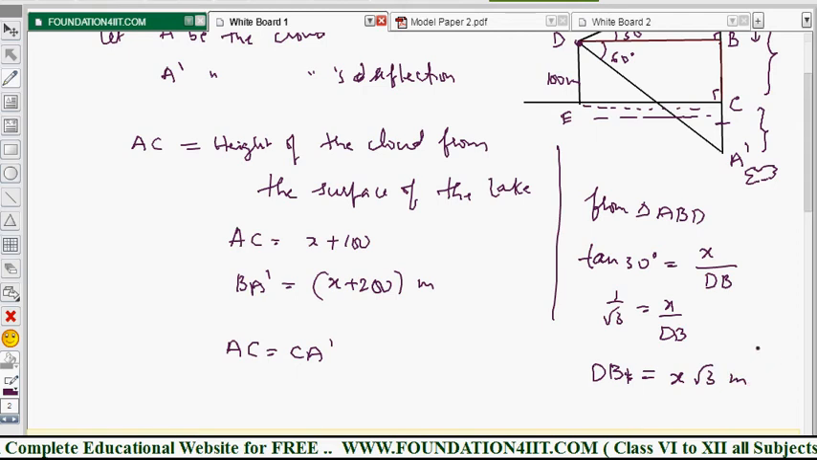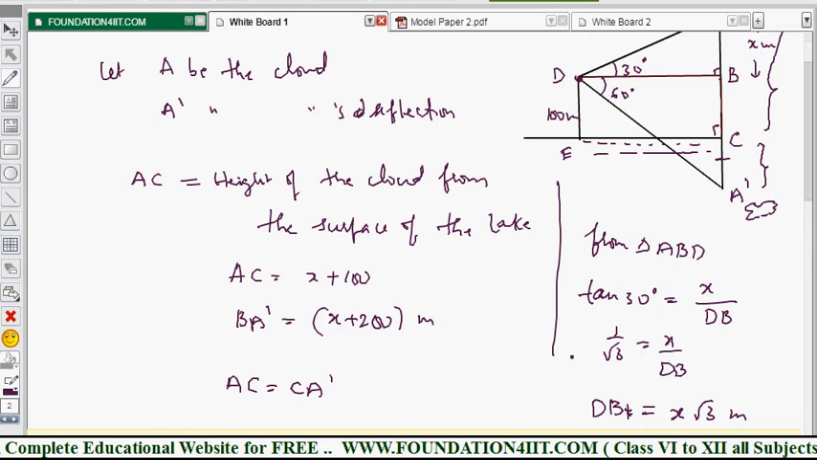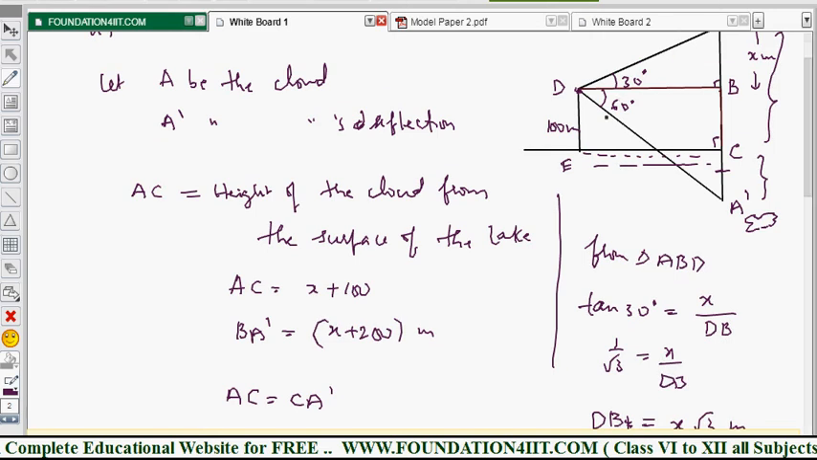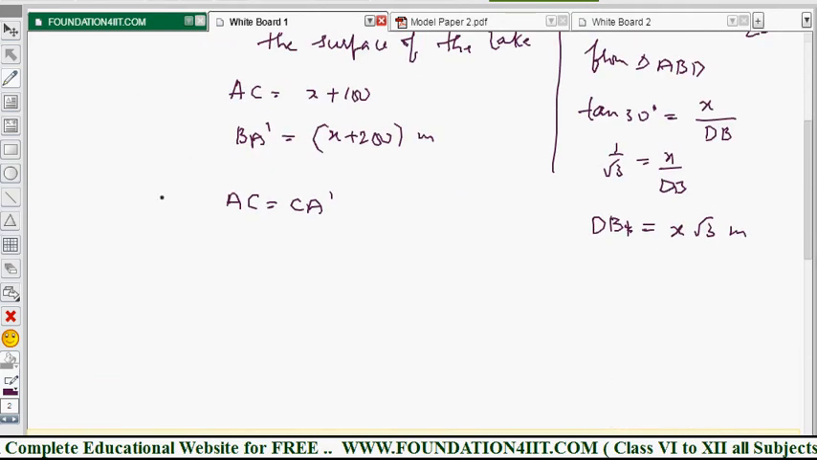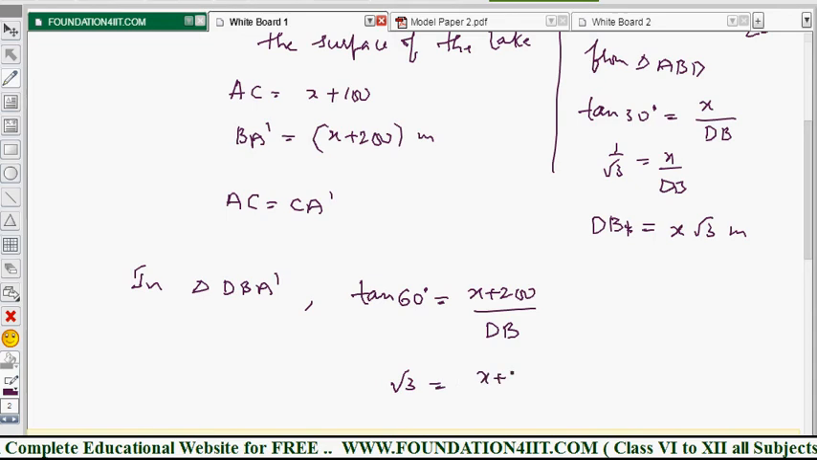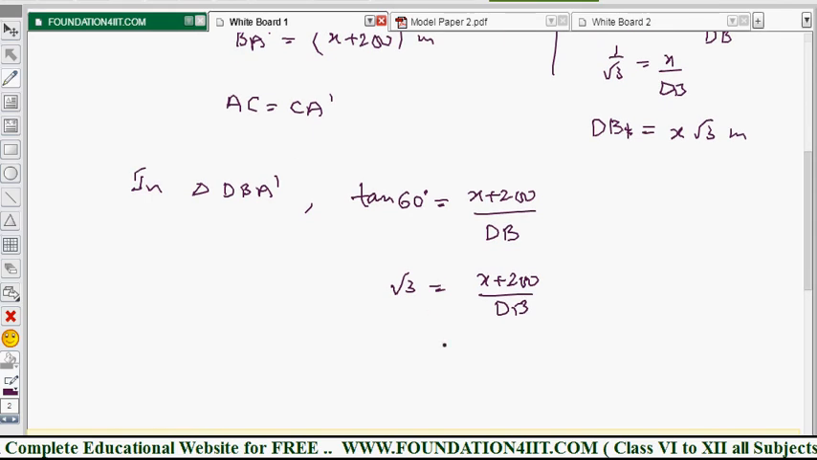Let it be here. And from another triangle, that is DBA dash, tan 60 is opposite by adjacent. In triangle DBA dash, tan 60 is equal to opposite, which is x plus 200, already we got, by adjacent DB. So root 3 equals x plus 200 by DB. Then from this, DB is equal to x plus 200 by root 3.